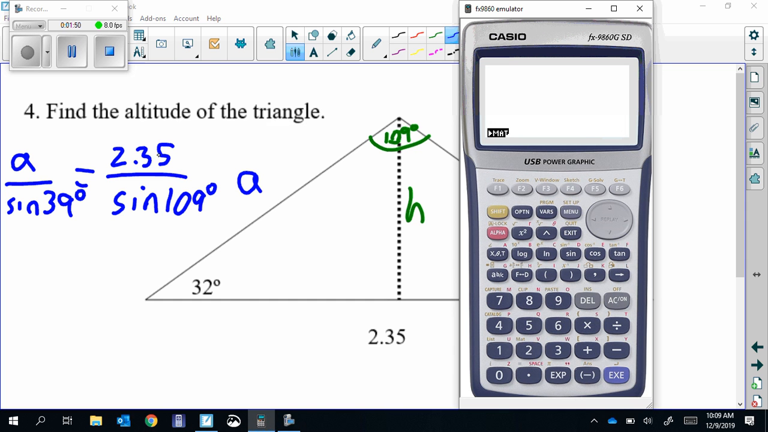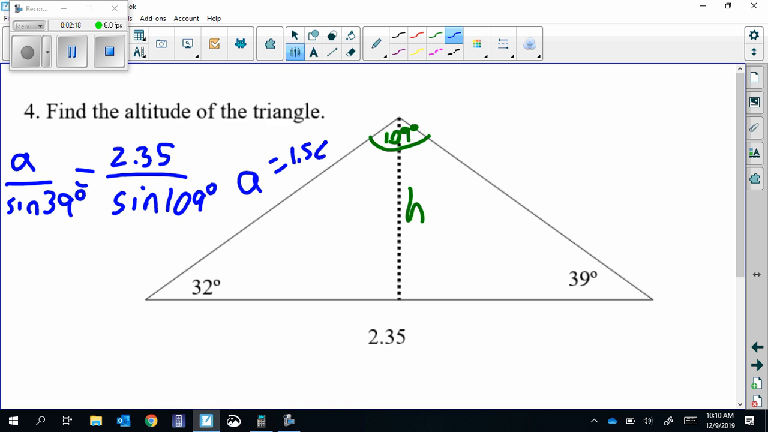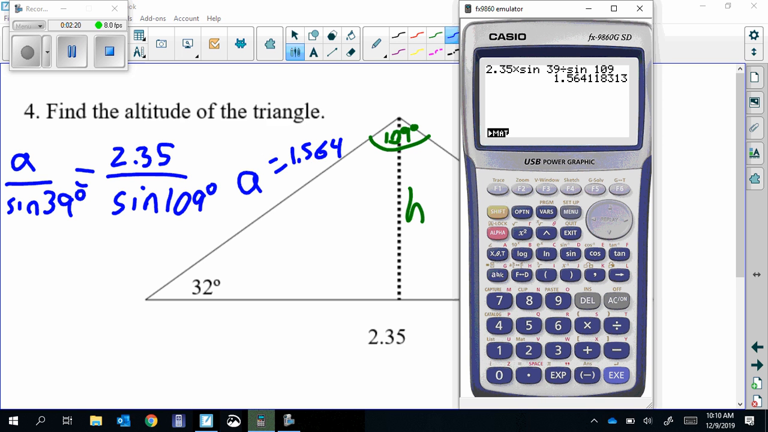So now we've got to solve this. So it's 2.35 times sine 39, and then we're dividing by sine 109. So that's A: 2.35 times sine 39 divided by sine 109. A is 1.564. I'm going to store that answer in my calculator so that I don't have to retype it and I can have it more precise.